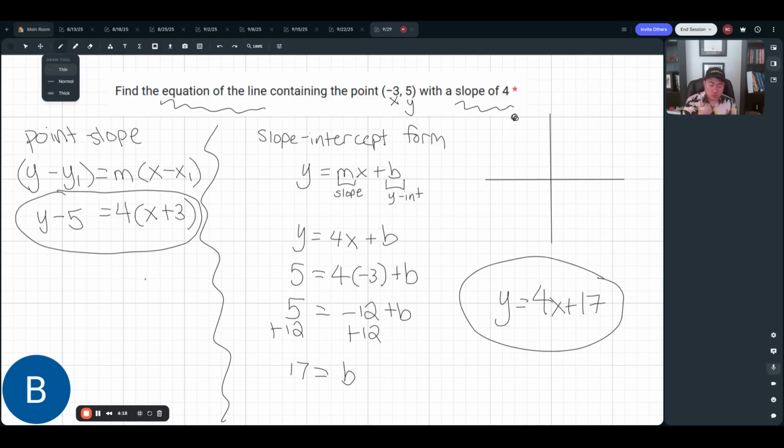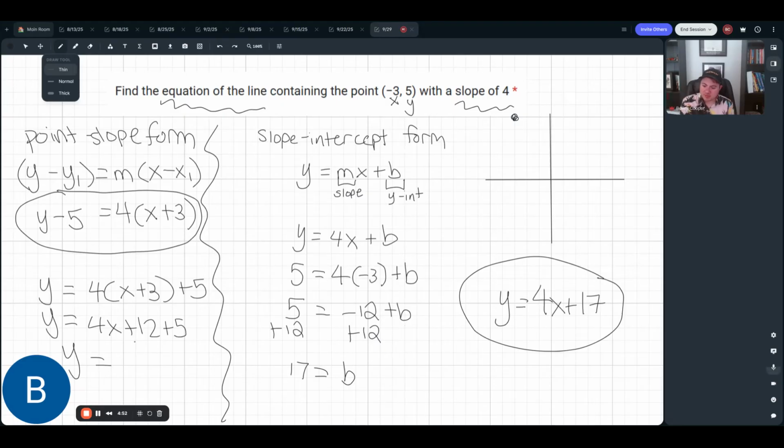And if you want to prove that these two equations are equivalent, let's do a bonus activity and transform our point slope equation into slope intercept and show that they're the same. In slope intercept, y is by itself. So in order to get y by itself, we're going to add 5 to both sides. And then we're going to distribute this 4. It's going to be 4x plus 12 plus 5. And then we're just going to combine these like terms. 12 plus 5 is 17.